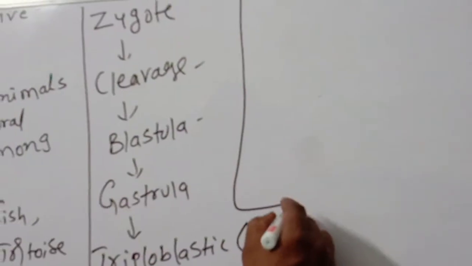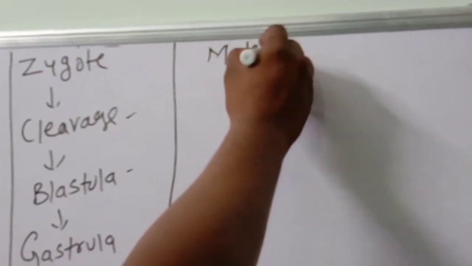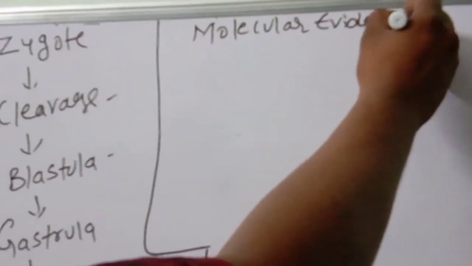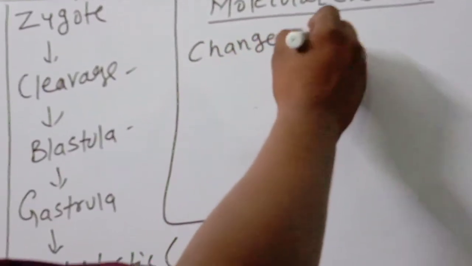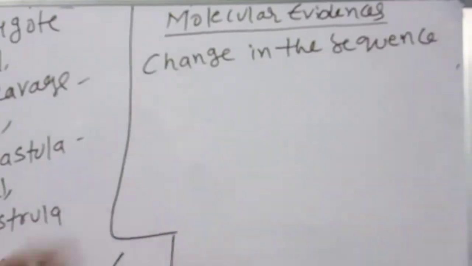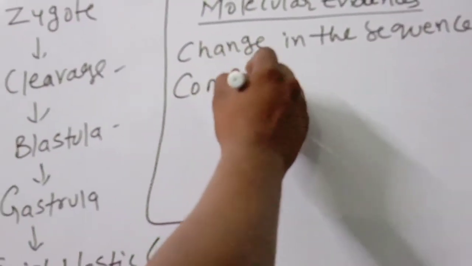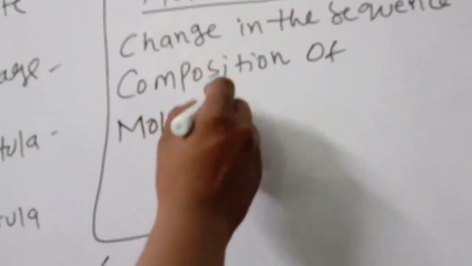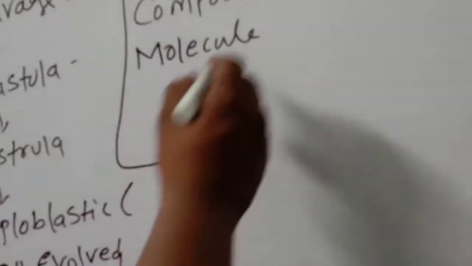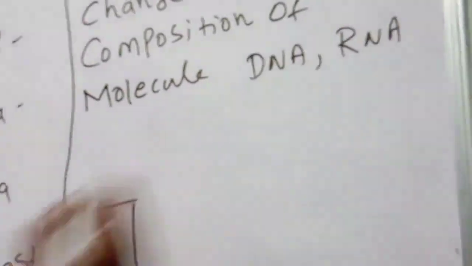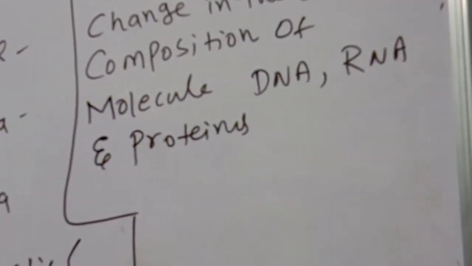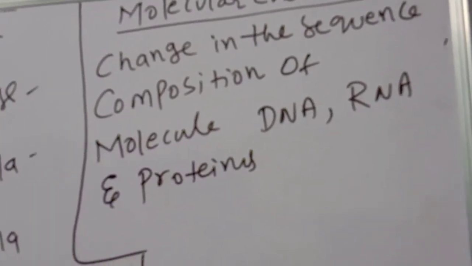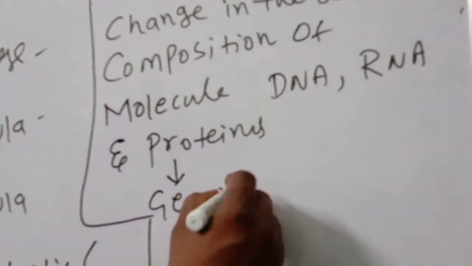What is the next concept? Molecular evidences. Molecular evidences means change in the sequence composition of molecules. Whenever you hear the word molecules, you can remember DNA, RNA and proteins. Only the changes in the sequence composition of molecules, DNA, RNA and proteins, are transferred across the generations.